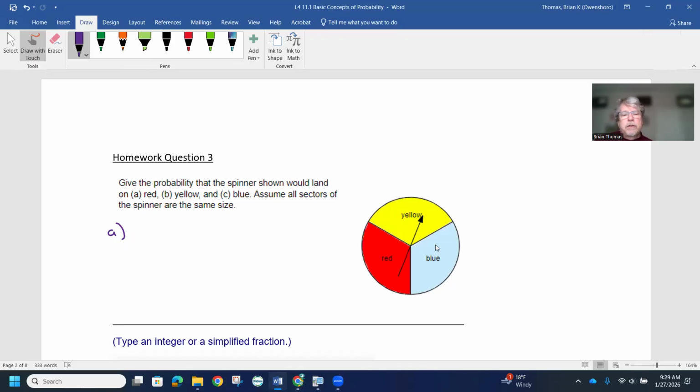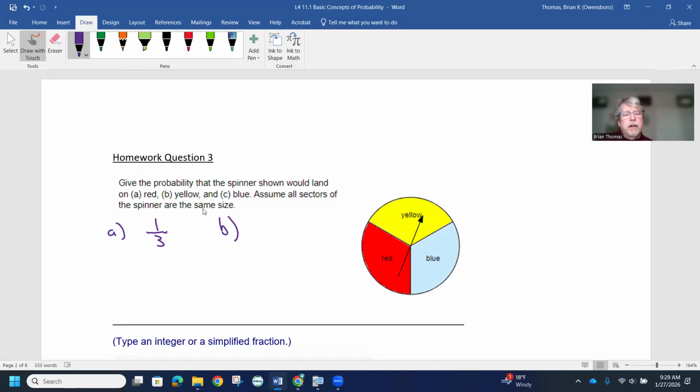So if I look at the spinner, there's only one sector that is red. So that's one that's favorable. But notice how there are three possible outcomes. So that's 1/3. So a lot of times probabilities are written as fractions. So 1 to 3 would be the probability of getting a red. Oh, so one chance out of three.